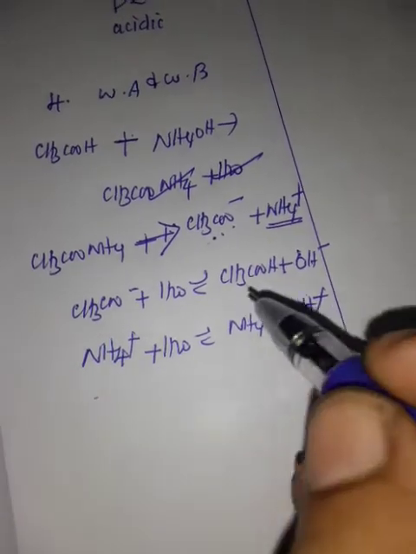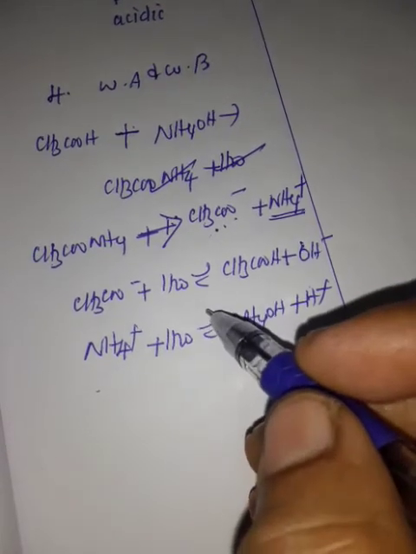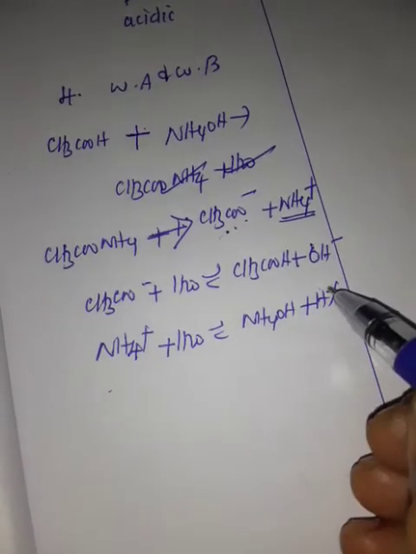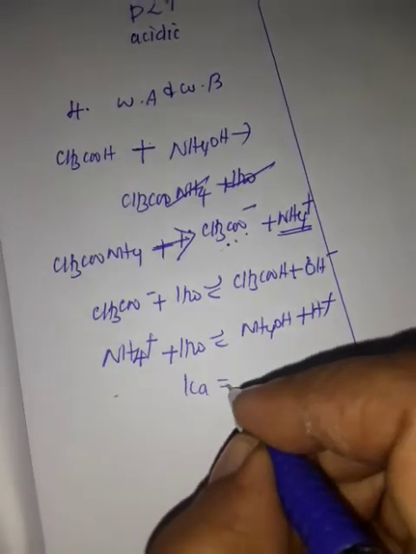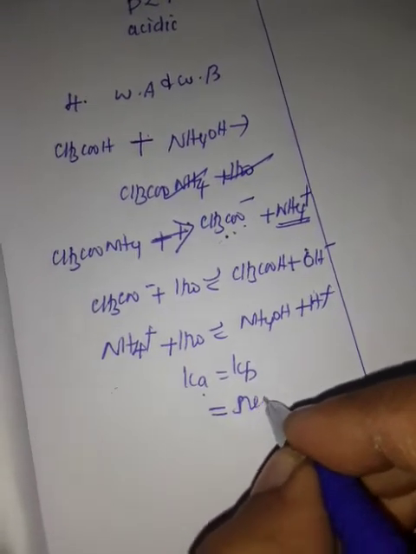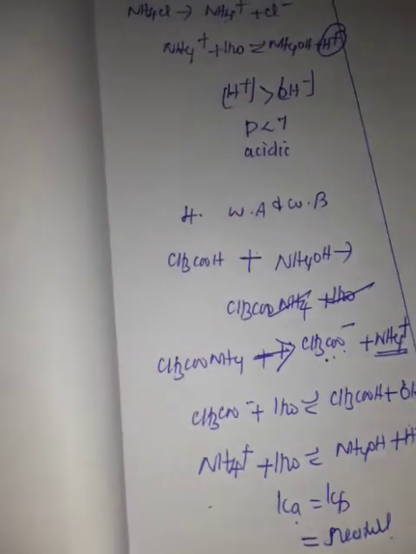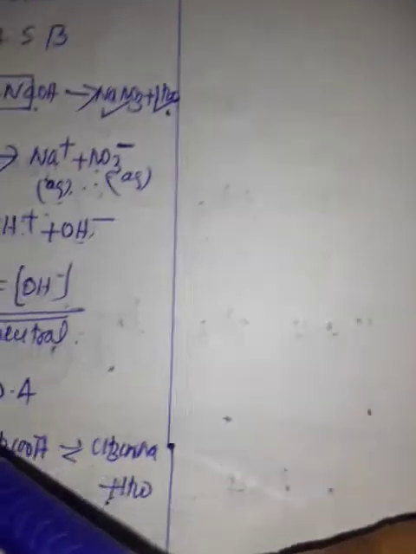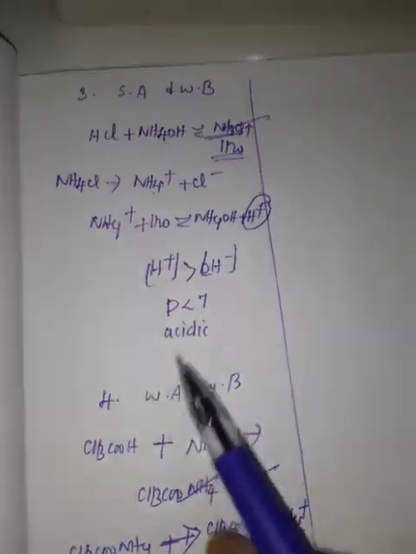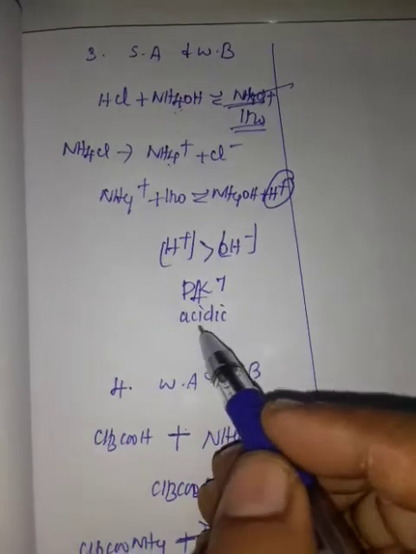If the solution depends on the strength of the acid, then pH is less than 7. If it depends on the base, then it is greater than 7. If Ka equals Kb, the solution is neutral. Now we have found two neutral cases: strong acid with strong base, and weak acid with weak base. Strong base with weak acid is basic, pH greater than 7. Strong acid with weak base has pH less than 7, that is acidic.